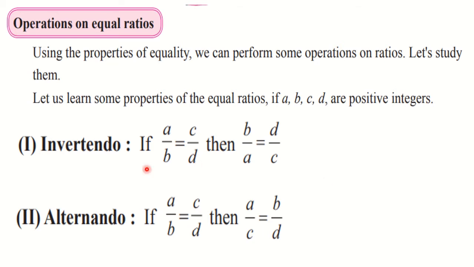It's very easy to understand. Invertendo means inverse. You have to write inverse. Alternando means you are going to alter these two numbers, B and C. You are going to change the place of B and C. That is called as alternando. Okay, I hope you must have completed.